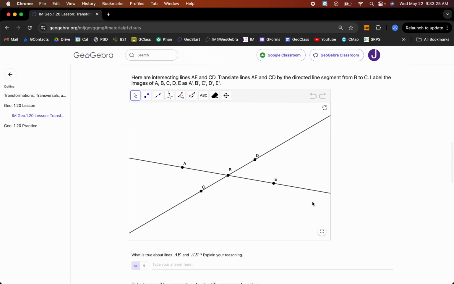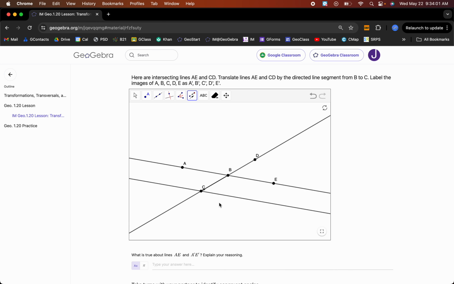All right. Here are intersecting lines AE, that's this one right here, and CD, that's this one right here. Translate lines AE and CD by the directed line segment from B to C. So I'm going to translate by vector. I'm going to translate AE, that's this one, from B to C. Hey, look at that.